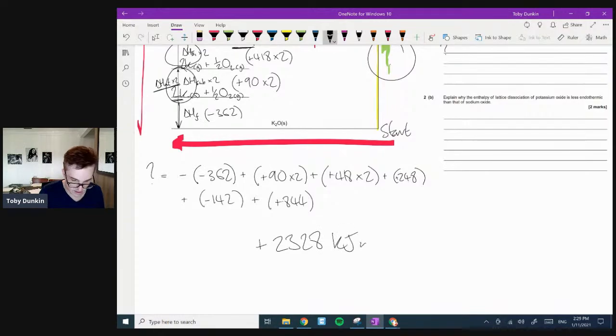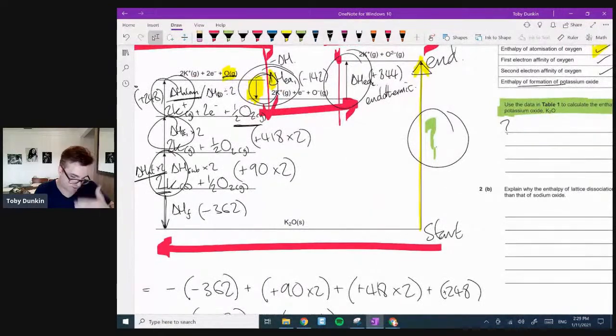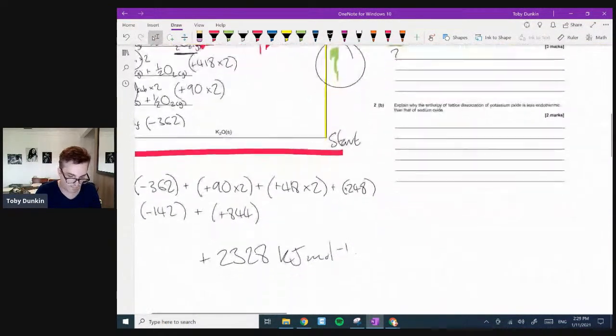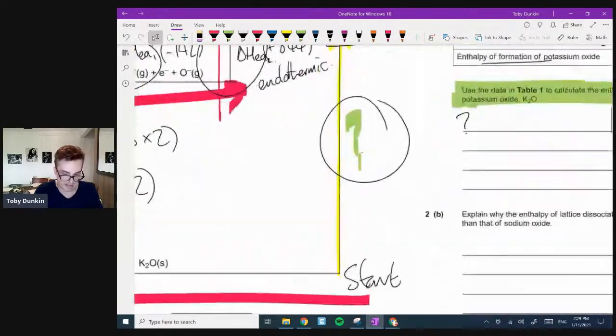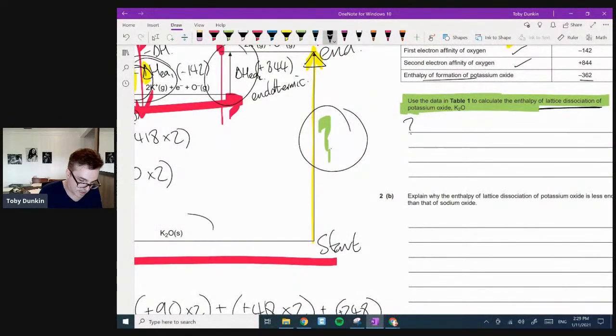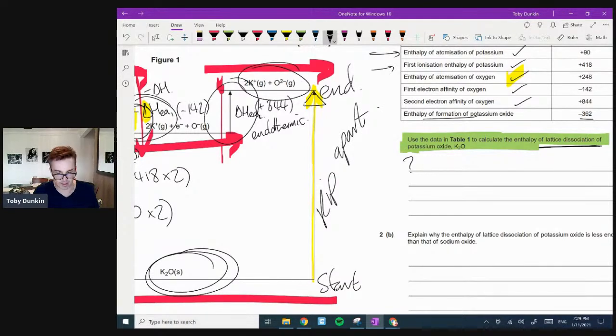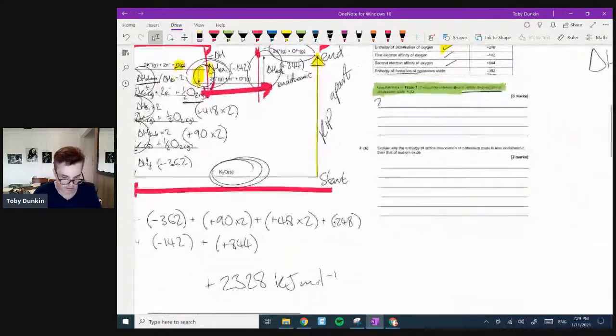2,328 kilojoules per mole, which makes sense for such a strong electrostatic attraction between a K plus and an O2 minus. That's very, very endothermic. And that actually also makes sense that it's positive because we're starting with the ionic solid here and we're ripping it apart in the dissociation, rip apart to form its gaseous ions. So a huge amount of energy will be needed, which makes total sense.